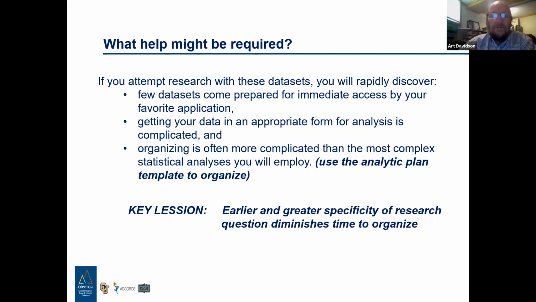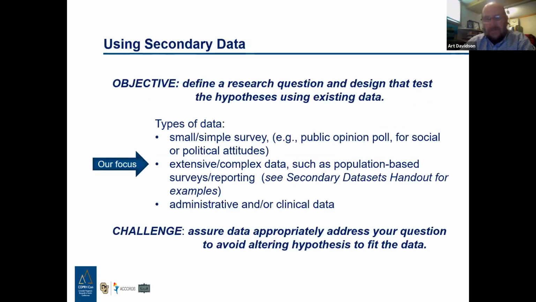It takes a methodic approach, and that's why we share with you the analytic plan template that's at the website to help you organize and think through some key points as you begin down this path. The greater specificity you have in your research question reduces the time it takes to organize. When you use secondary data, you should define that question, as we said, and what are the tested hypotheses that you may be looking toward. And there are several types of data, and we're going to be focusing on the second bullet here, extensive, complex data such as population-based surveys. And here's a second handout that we have, secondary data sets, that describes many of the data sets that we'll just be briefly touching on in just a few slides to make sure that you have a little more info as you approach them. All of them are accessible on the internet. Assuring that you have the proper data to address your question is essential as you move forward.